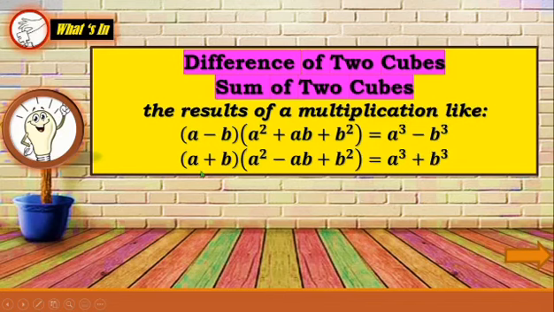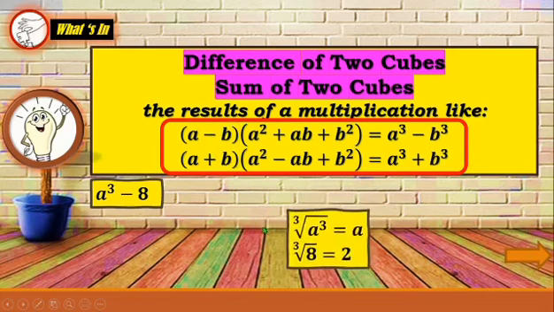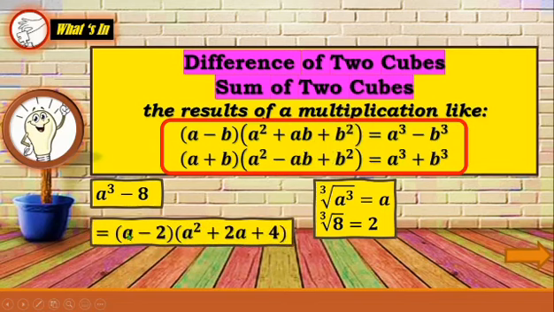In the same manner, we have a plus b, we distribute the terms of the binomial to the terms in our trinomial. A squared minus ab plus b squared is equal to a cubed plus b cubed. For example, a cubed minus 8. Take note that the pattern here is that we get the cube roots of our first and last term. So we extract a and 2 respectively, following the pattern. That will be the cube root of the first term and the cube root of the second term.